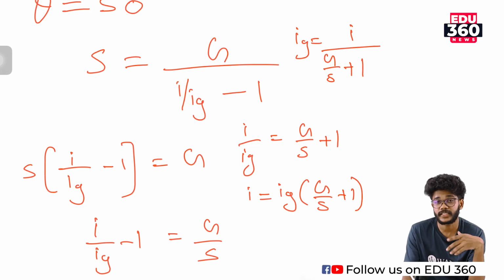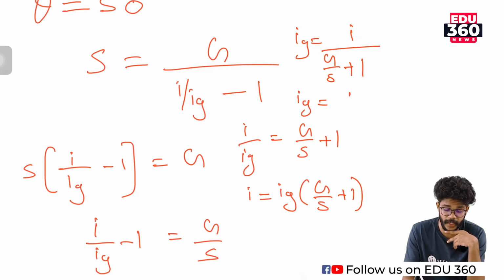G is 90, given in the question. What is S? That is 10, given in the question. So G by S is 90 by 10, which is equal to 9. 9 plus 1 is 10. So Ig is equal to I by 10.